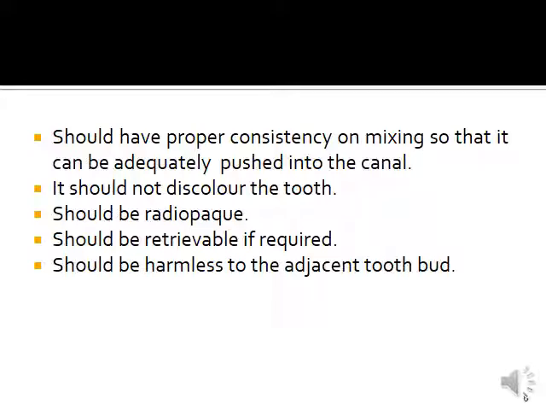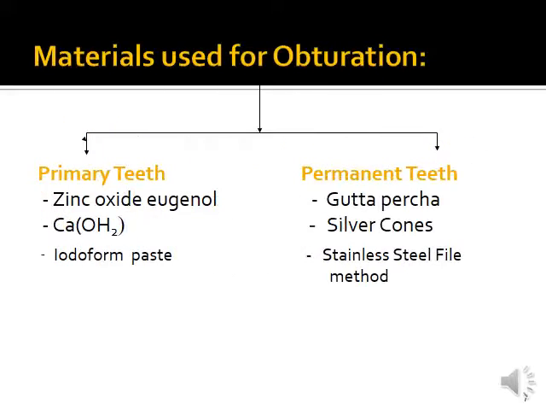It should have proper consistency on mixing, should not discolor the tooth, should be radiopaque, should be easily retrievable, and should be harmless to the adjacent tooth bud. In primary teeth, the materials are zinc oxide eugenol and calcium hydroxide iodoform. In permanent teeth, they are gutta percha, silver cone, and stainless steel file method.